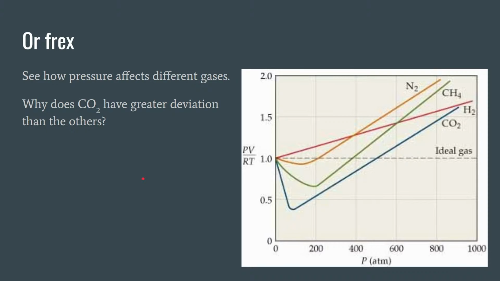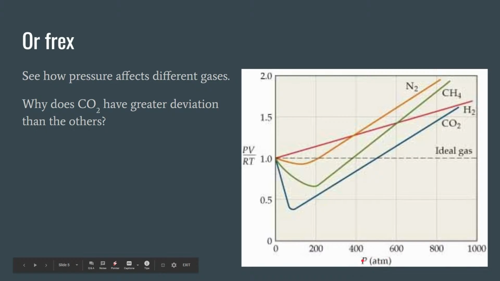So we can also use this to look at different gases. Here, once again, we have PV over RT, the compression factor, they call it. And this straight line in the middle would be ideal behavior. Z is equal to 1, or PV over RT is equal to 1 for 1 mole of gas. And we can see that different gases have different forms of deviation. So this red line is hydrogen. It just always has PV over RT greater than 1, and it just keeps on going up and up and up as you increase pressure.